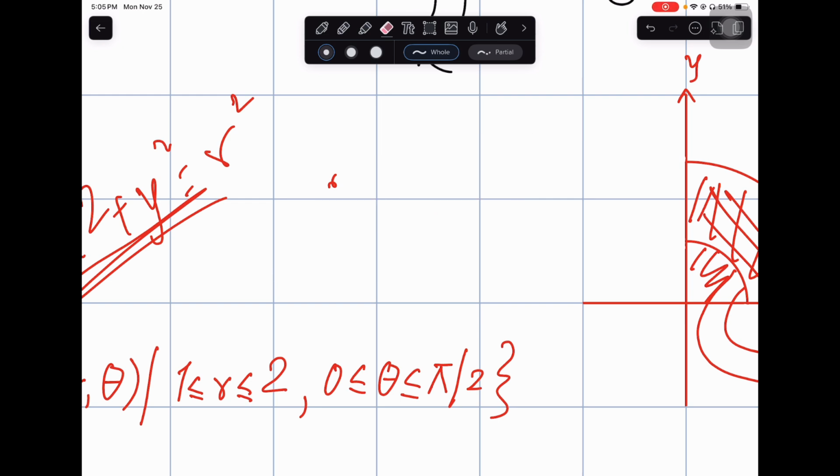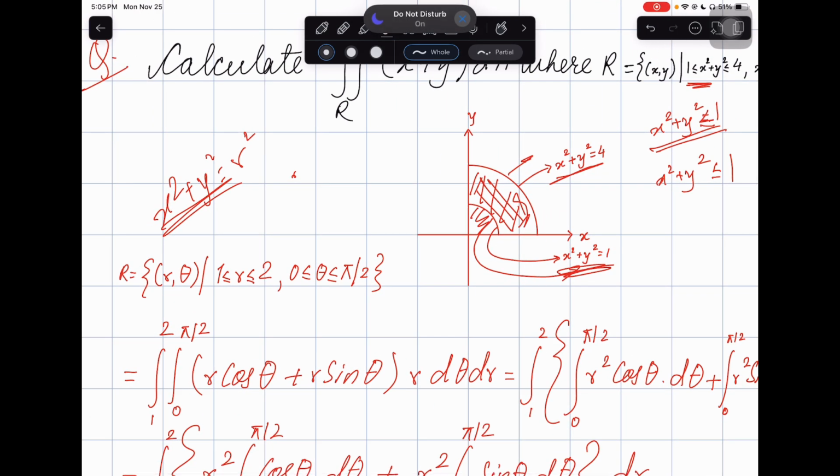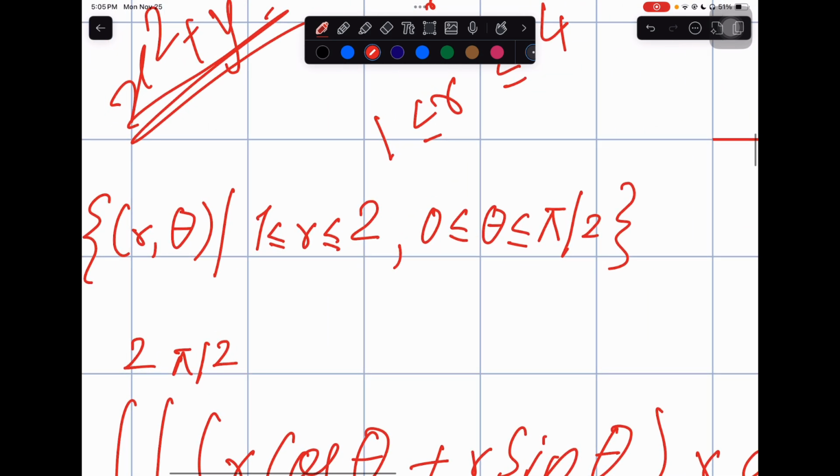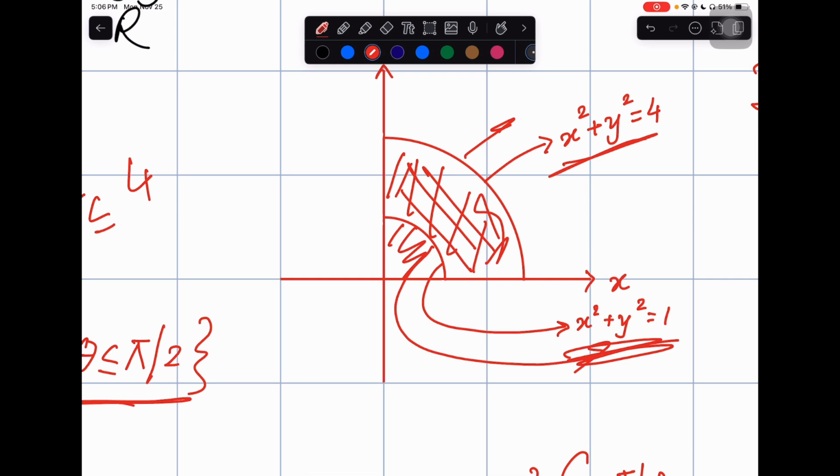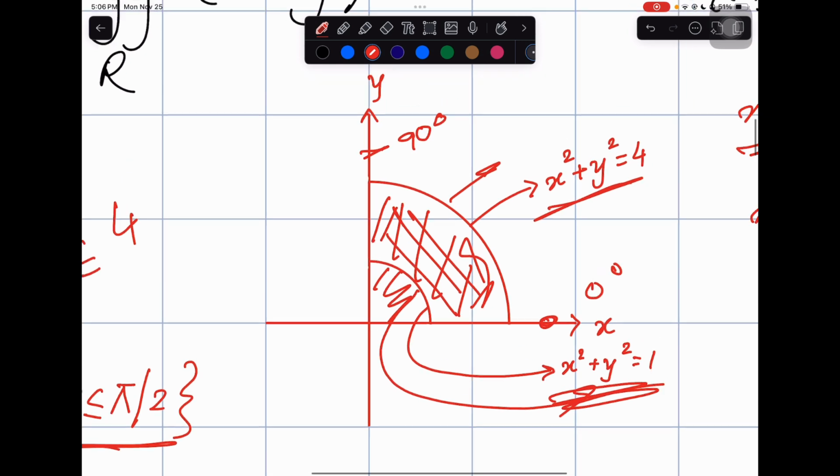So now what we will do is change x squared plus y squared in terms of r squared. So r squared is going to be greater than or equal to 1 and less than or equal to 4. But r, on the other hand, is going to be greater than or equal to 1 and less than or equal to 2. So that's done. And why is theta greater than or equal to 0 and less than or equal to pi over 2? Because it's in the first quadrant, and in the first quadrant, this is 0 degrees and this is 90 degrees, which is pi over 2.